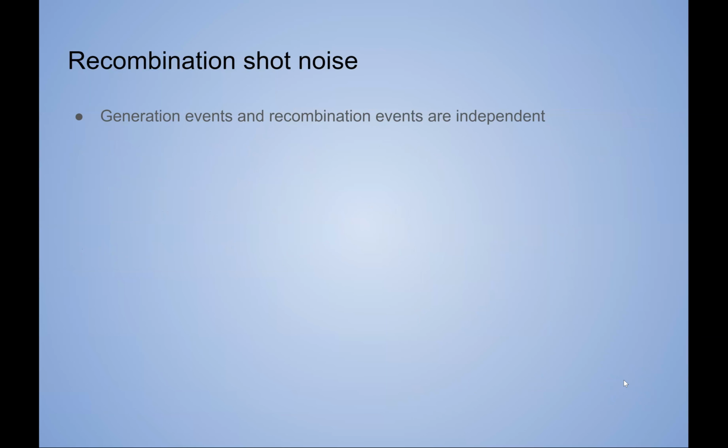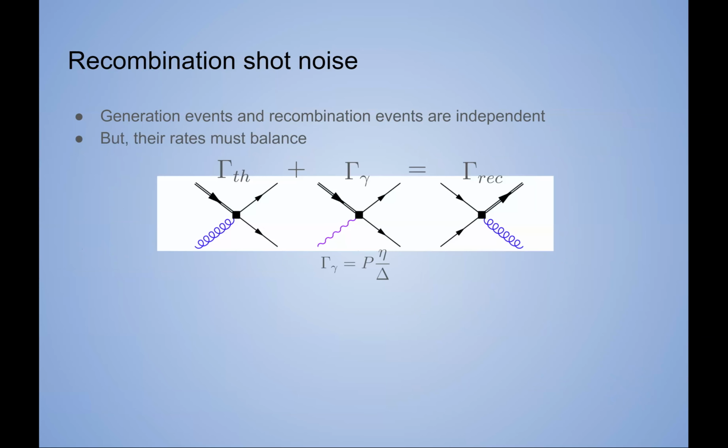And yeah, there's one more final source of shot noise, just because these quasiparticles don't live forever. It's not an energetically favorable state. Eventually they're going to find another quasiparticle and recombine. But this happens independently of the generations. So it adds an additional term, but you can calculate it by just knowing that the rates of production and the rates of recombination have to balance.